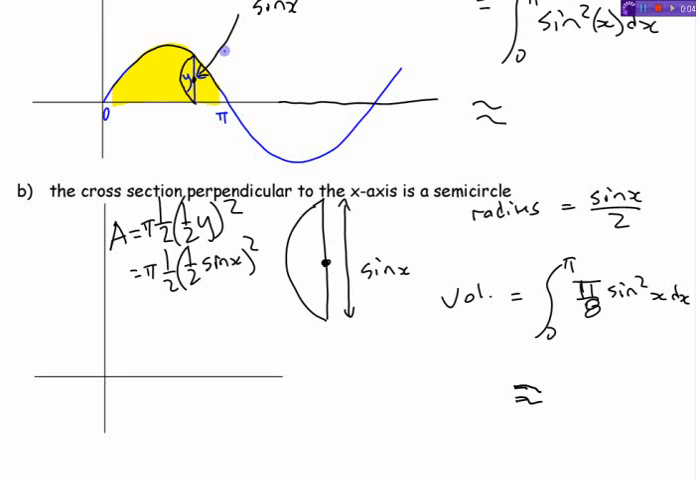Well, the area of a circle is pi r squared, but the radius in this case is half the y value, right? Because it's this distance in here, and it's a half circle, so it's a half pi r squared, and the radius is a half of y. So that's where all those halves come from.